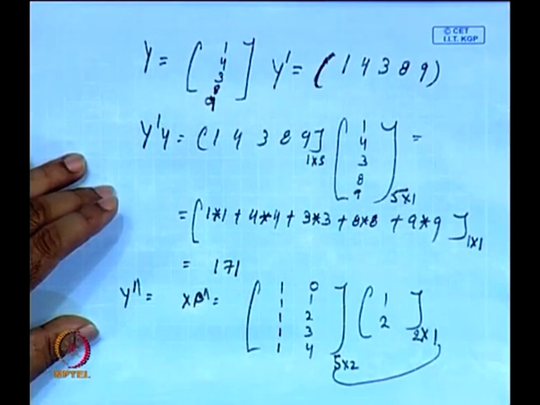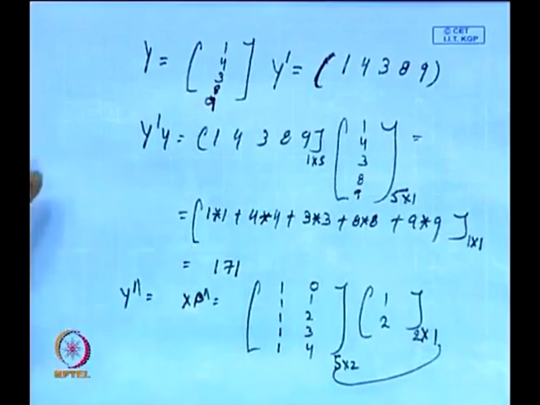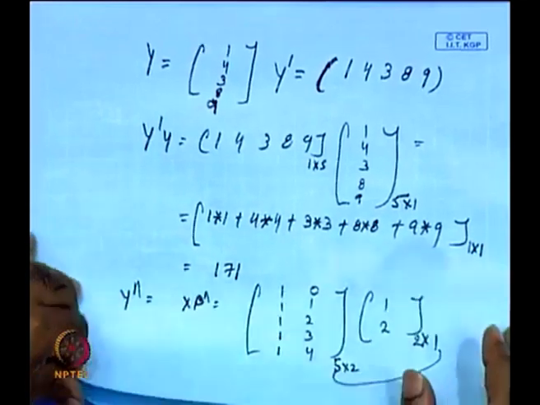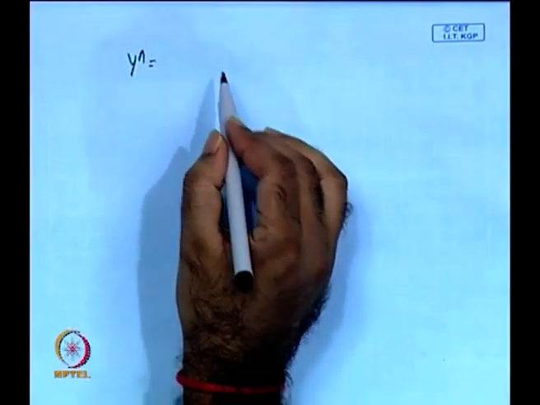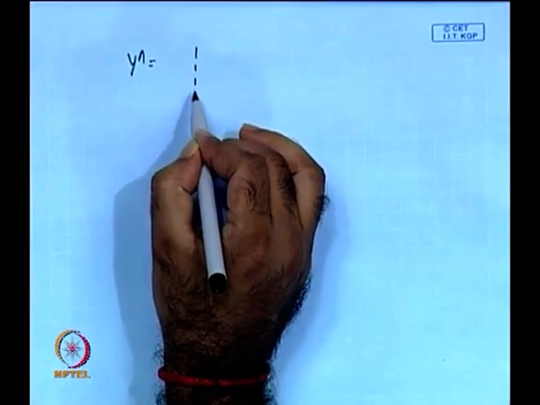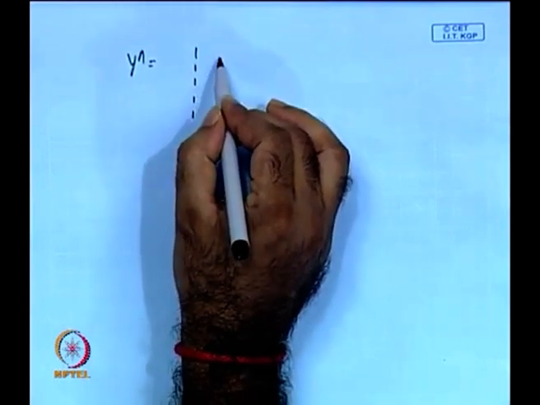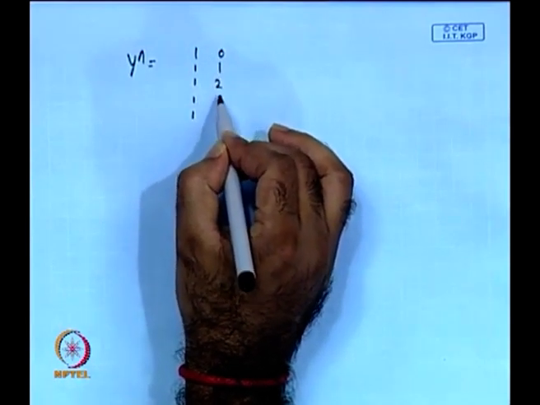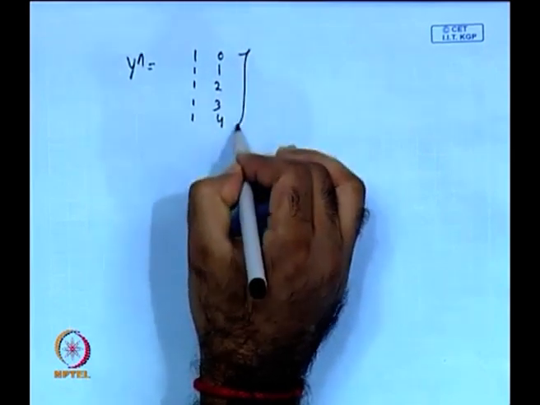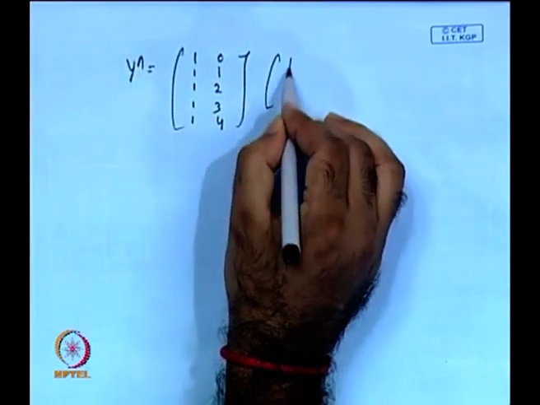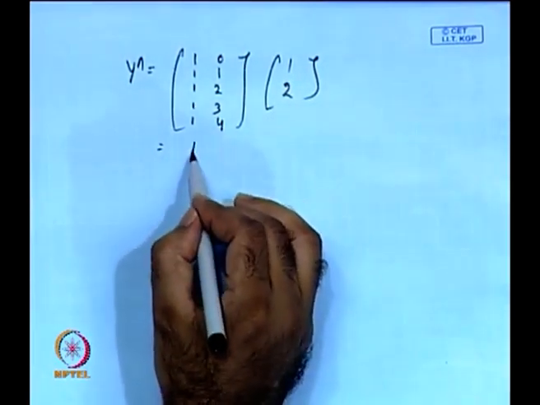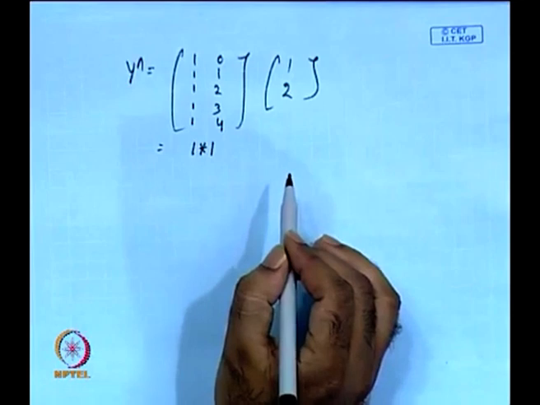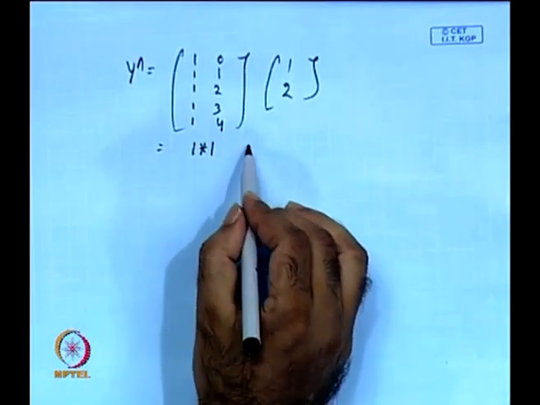So how will we do that? We will find out here. So we would like to know y hat. So y hat equal to the column of 1s, 1, 1, 1, 1, 1, then the column 0, 1, 2, 3, 4, multiplied by 1 and 2. So that means 1 into 1, so this is 1.